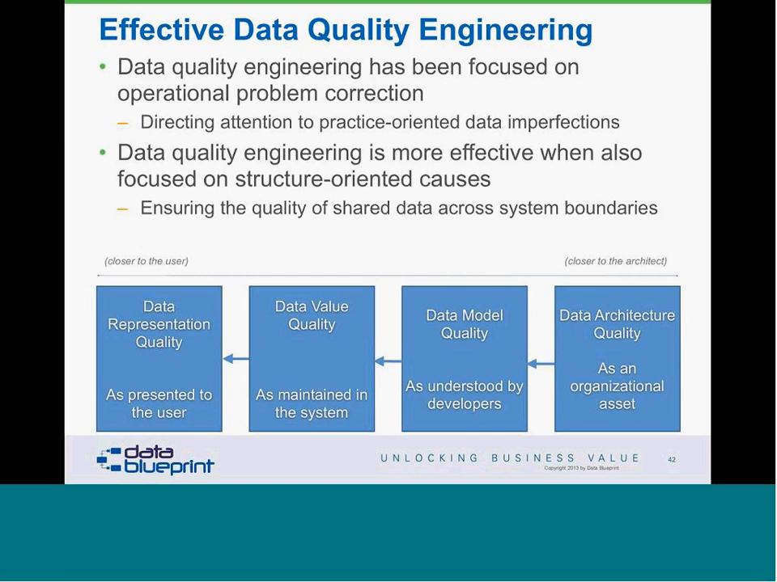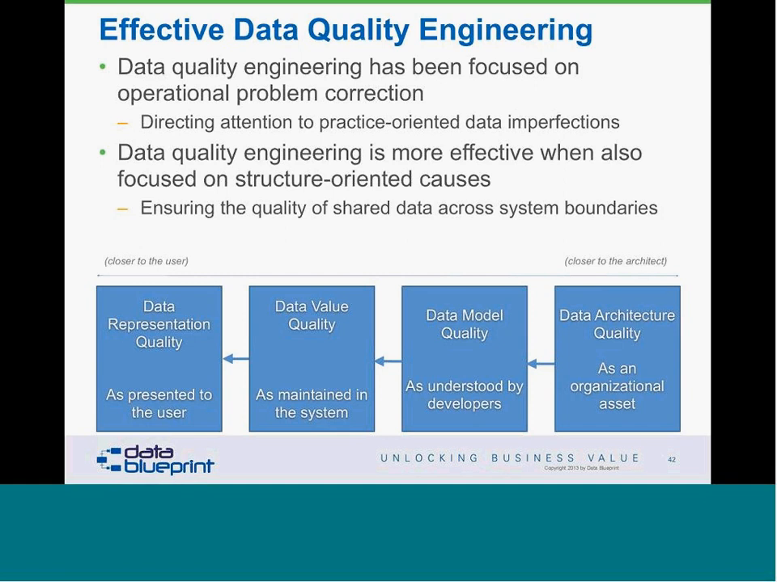One other piece of this diagram too is that one data architecture, that is organizational assets, spawns multiple data models, and those data models are understood by the specific individual developers. Whether you're building software yourself or buying it off the shelf, it still is implemented that way. Then each model represents one or more data value, one or more data value quality. These are the things that are maintained by the system, and then each value can have multiple representations when they are presented to the user.